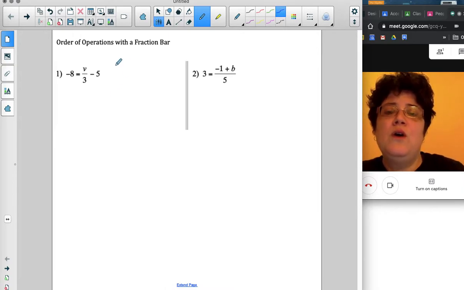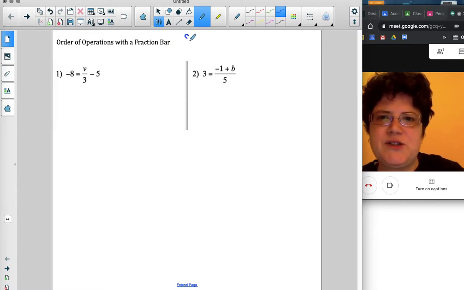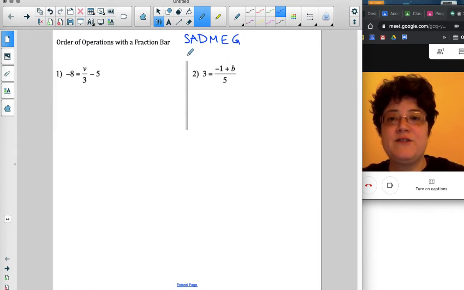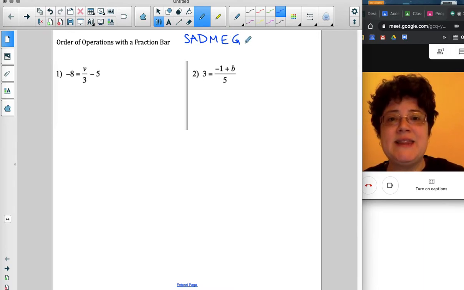So when I look at a problem like this, or when I look at any problem, remember that if we're working backwards, we have to work backwards through the order of operations. So we remember that by the acronym SAD-MEG. Addition, subtraction, right? First thing we sort of dig at, then multiplication, division, look at that next. Then any exponents we can undo, and last of all, the grouping symbols.